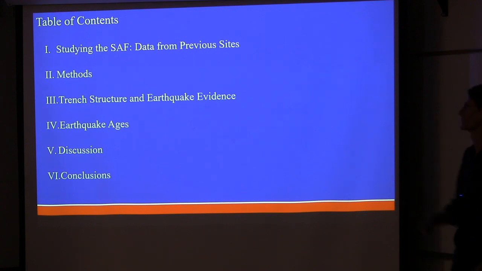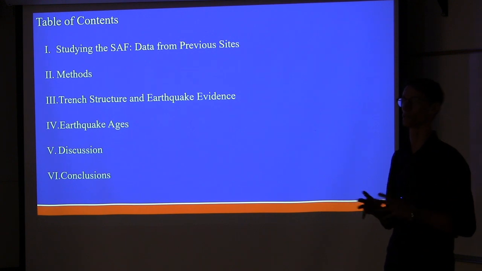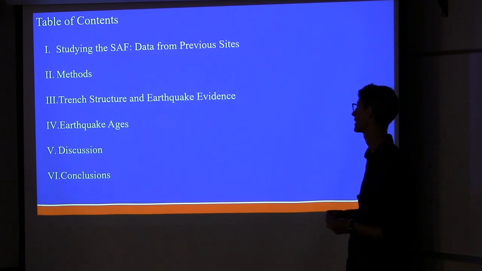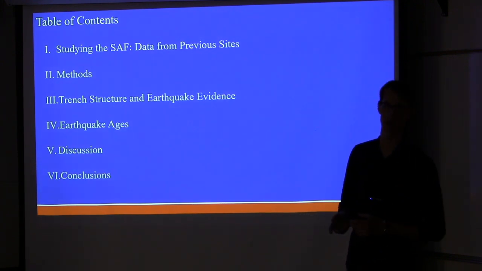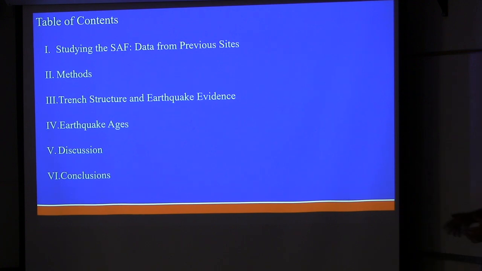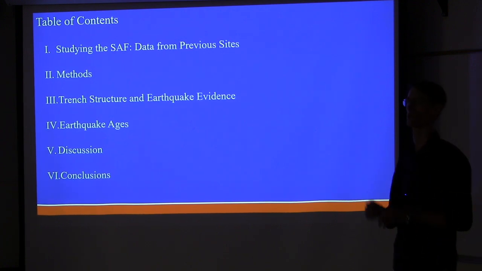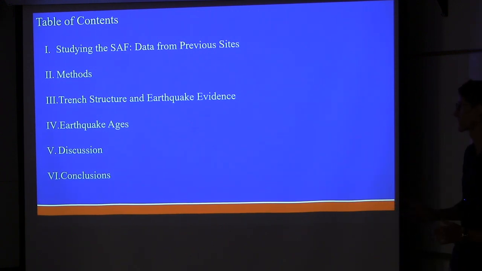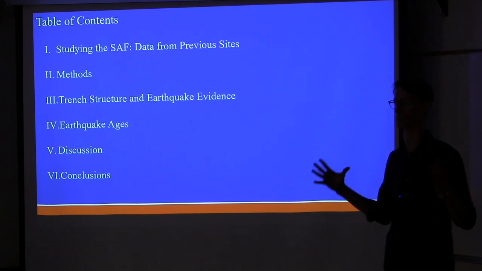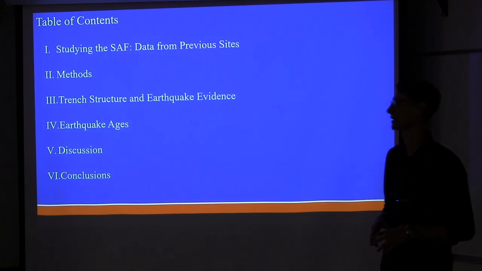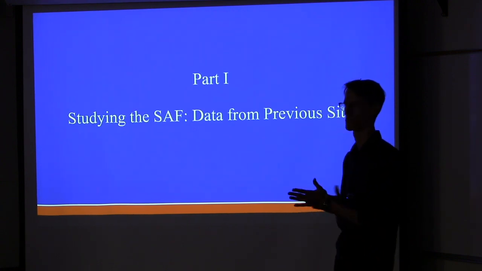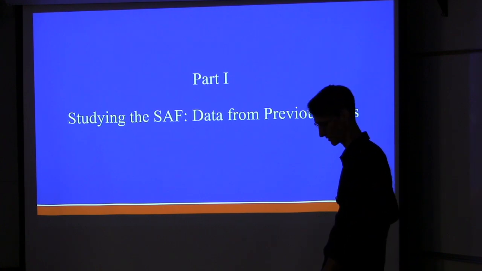I broke my talk up into a few sections. First, I'm going to be going over the context and the data and the field area, basically the question that we're trying to tackle by opening a paleoseismic site at Van Matre Ranch. I'm going to go over the methods we use to collect our data. Then I'm going to get into the data itself, including the trench structure and individual earthquake evidences. Then we're going to go over dating those earthquakes, and then have a discussion using data from other sites and trying to put the whole picture together. And then I'll give you a nice conclusion slide. So let's get started with part one, studying the San Andreas Fault, data from previous sites.